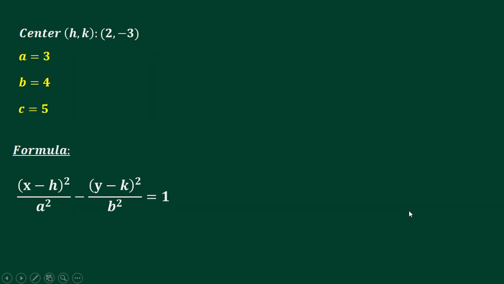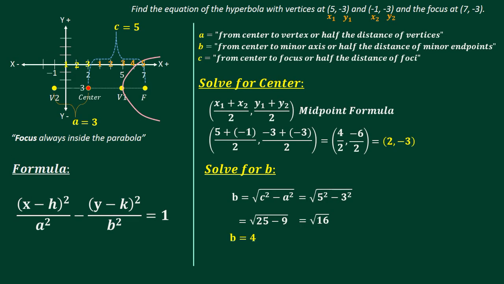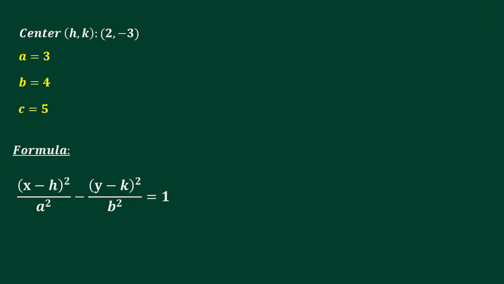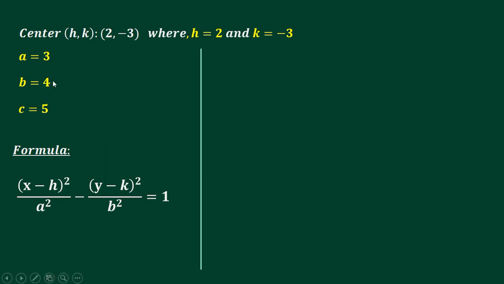Okay, so from our computed values, the center is (2, -3), a is 3, b is 4, c is 5, and this formula, you just have to substitute all these values to find our equation. From the center (2, -3), h is 2 and k is -3. So we have x minus h, h is 2, y minus k, k is -3, then a squared, that's 3 squared, then b squared, that's 4 squared.